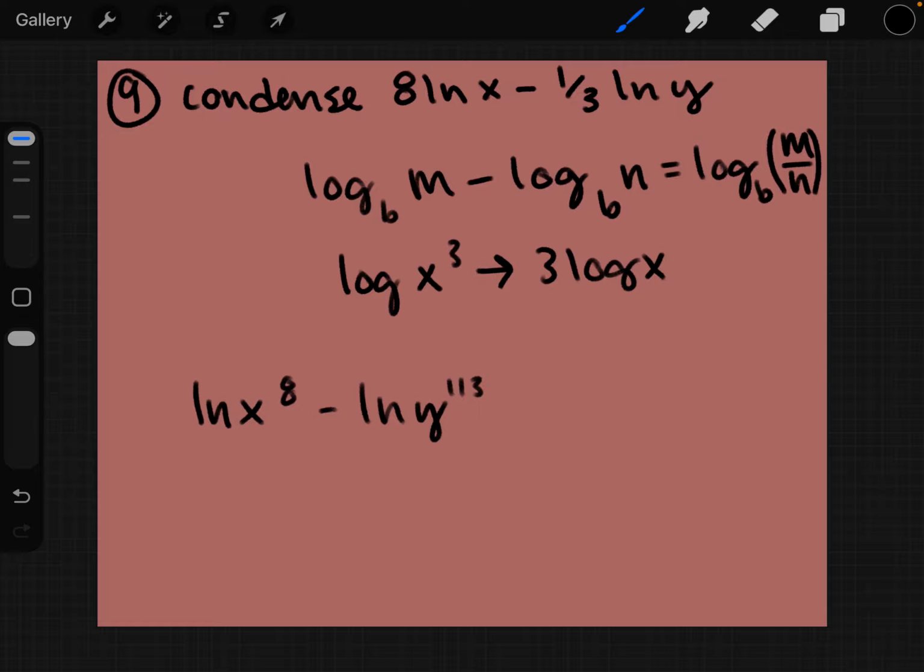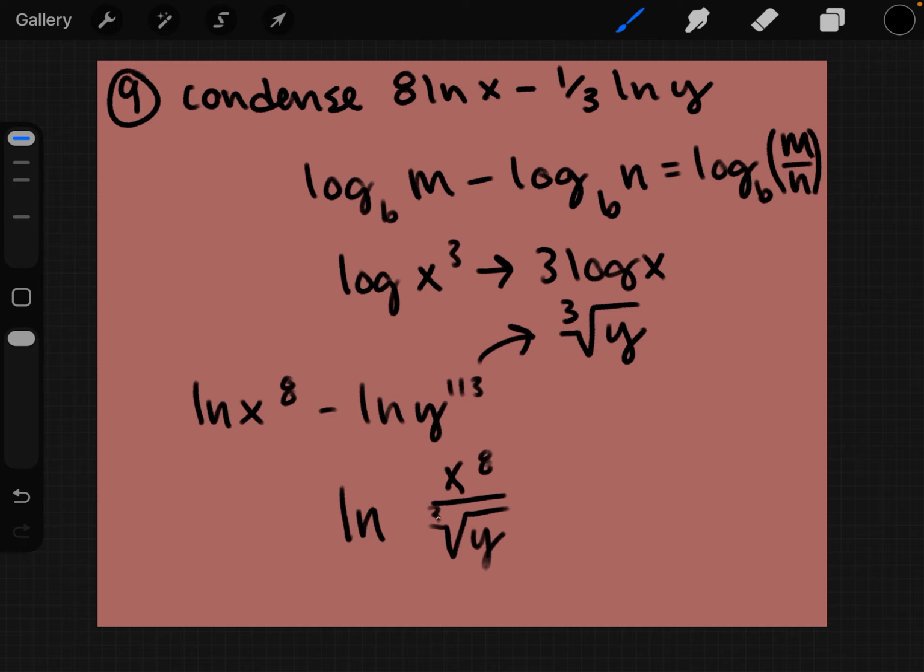Now we also know that this can be written as this. So keeping all of this in mind, this is your answer.